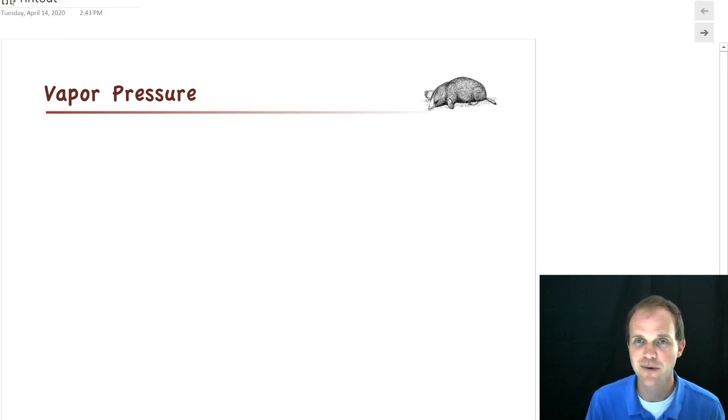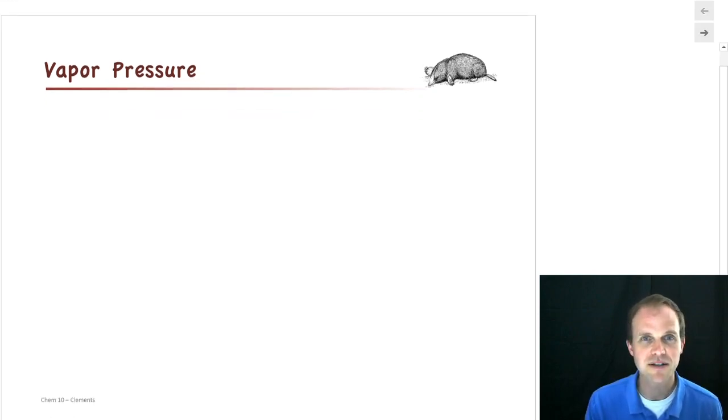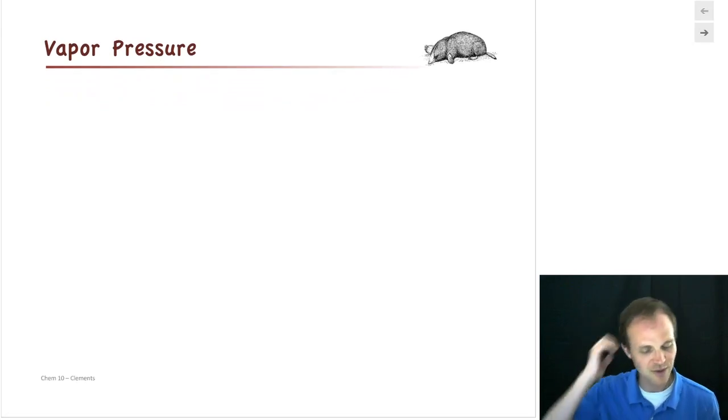We're going to talk next about one of the concepts that people have a hard time imagining because it does some weird things to us when we really follow it through to its conclusion. But it's still kind of cool, so we're going to look at it and talk about it. And the concept is called vapor pressure. And what does vapor pressure mean?